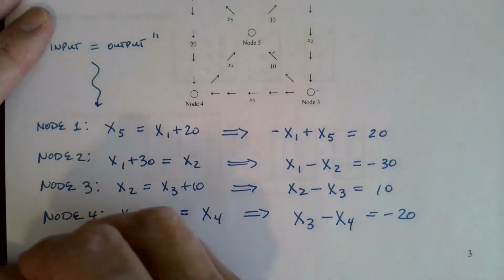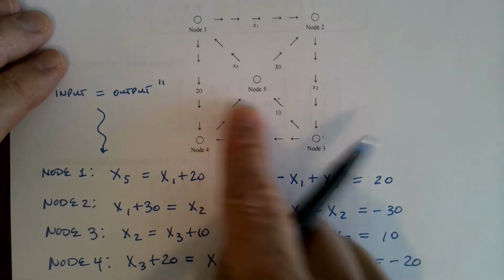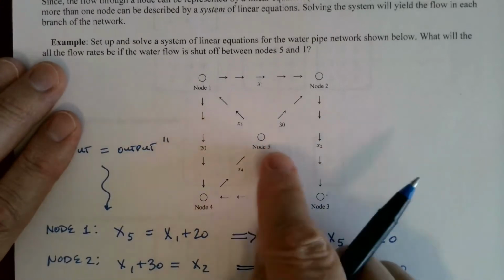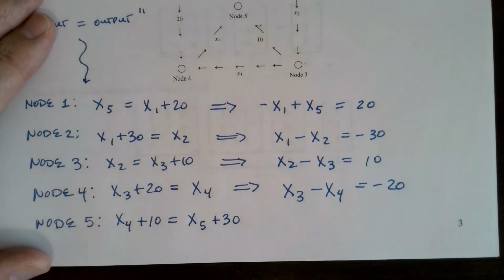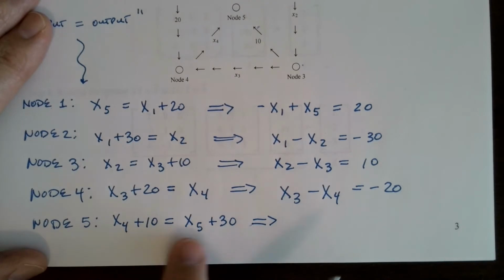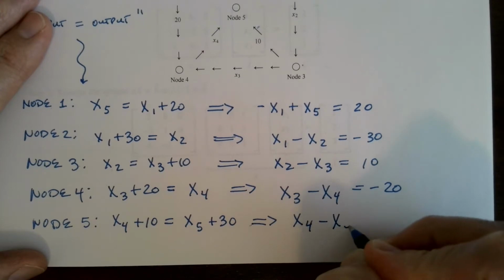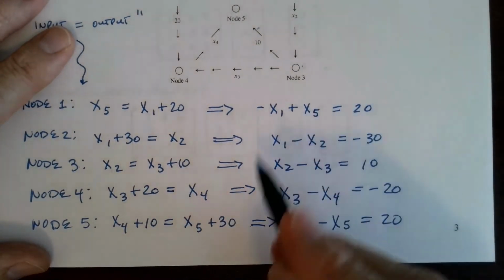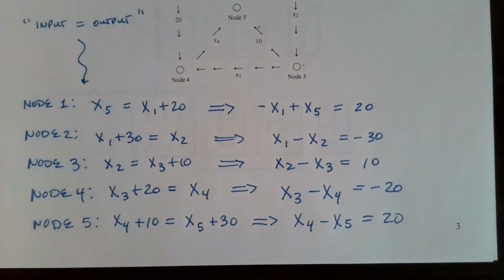The last node, 5. I've got going in x of 4 plus 10, and what's coming out? X of 5 plus 30. And so I'm going to subtract x of 5 and subtract the 10. Right, so I get x of 4 minus x of 5. When I subtract 10 from 30, that's going to leave me 20. Okay, so this right here on the right, this is my system of what? 5 equations in 5 unknowns.